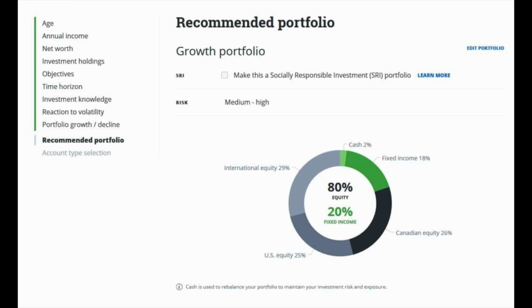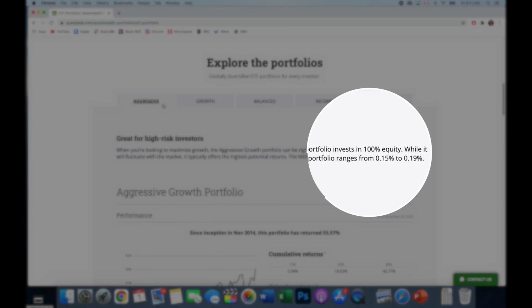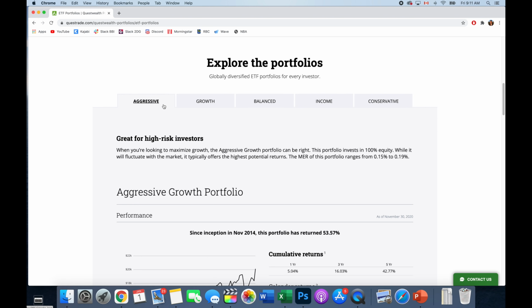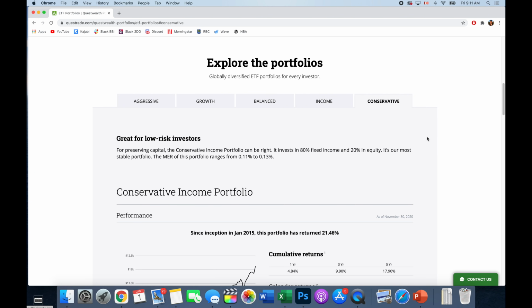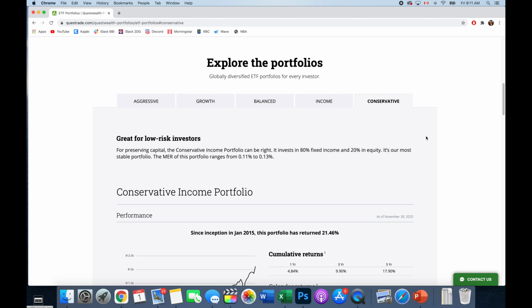Questrade actually offers 5 selections. They range from their aggressive portfolio, which is 100% invested in equities. This would be very suitable for a growth investor, someone wanting to grow their money, all the way down to a conservative portfolio, which would be 20% in equities, 80% in fixed income. So actually majority invested in a safe, passive manner.